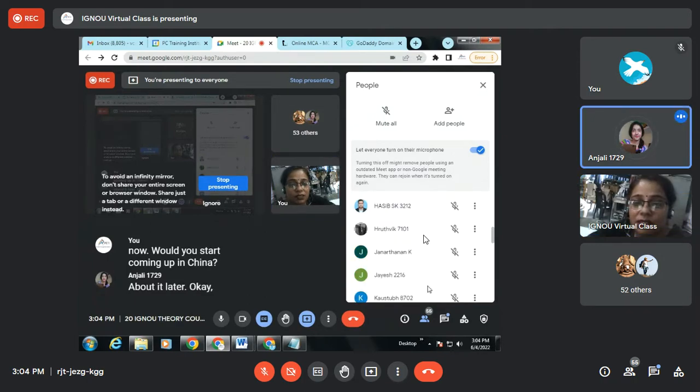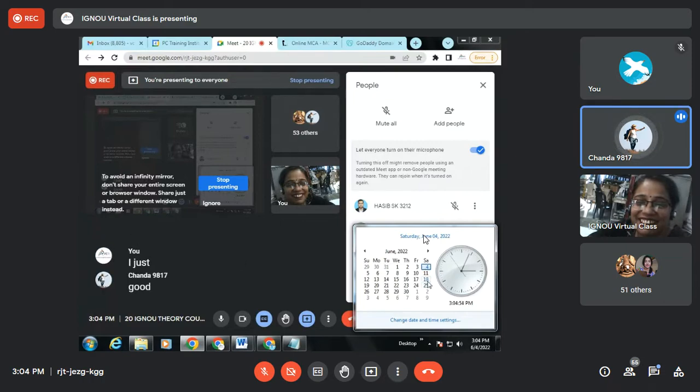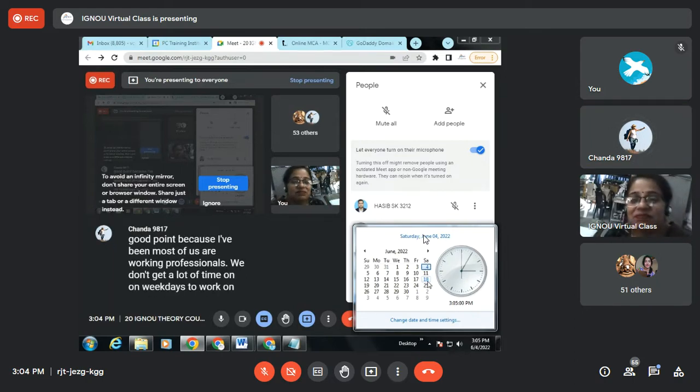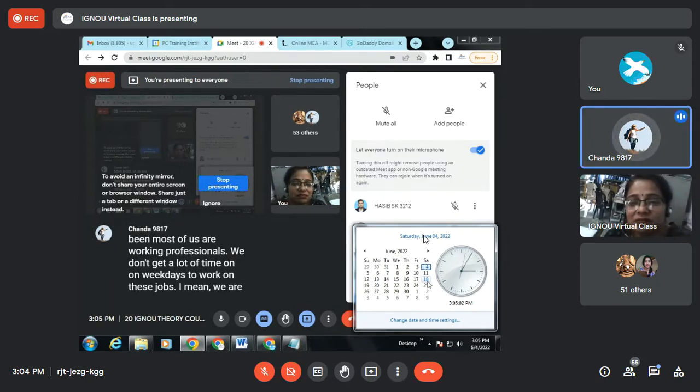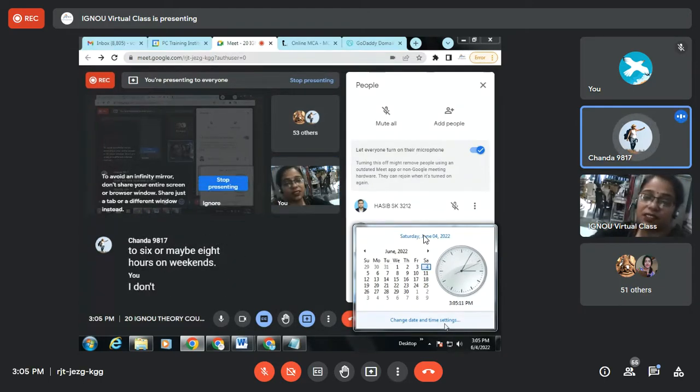18 is best. Ma'am, Anjali actually has a good point, because most of us are working professionals. We don't get a lot of time on weekdays to work on these things. So we are spending time to create these documents only on weekends, especially considering that we are spending 4 to 6 or maybe 8 hours on weekends in the classes.